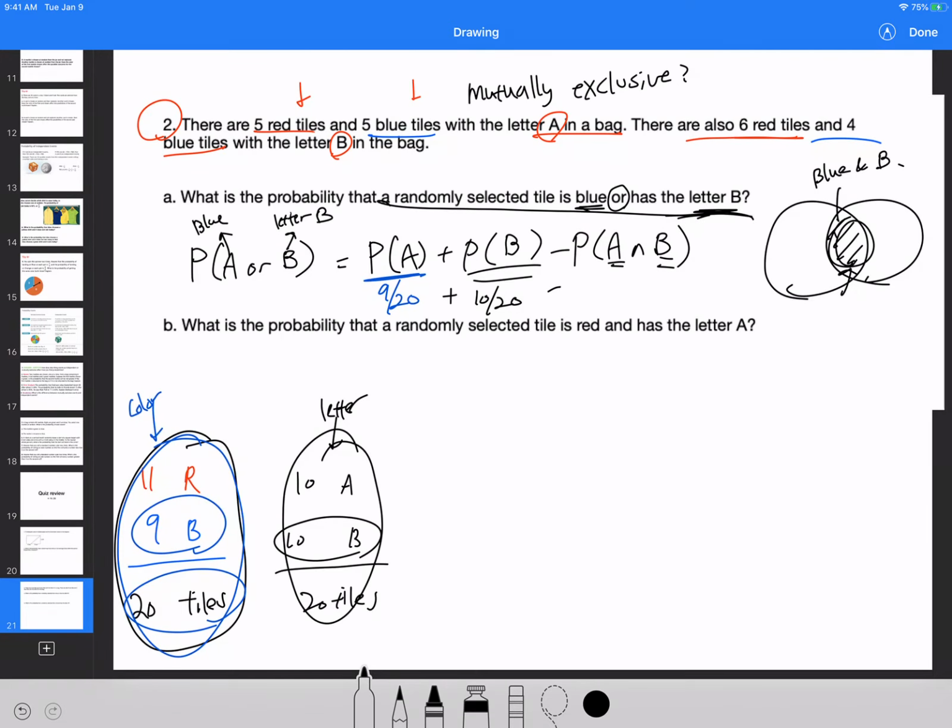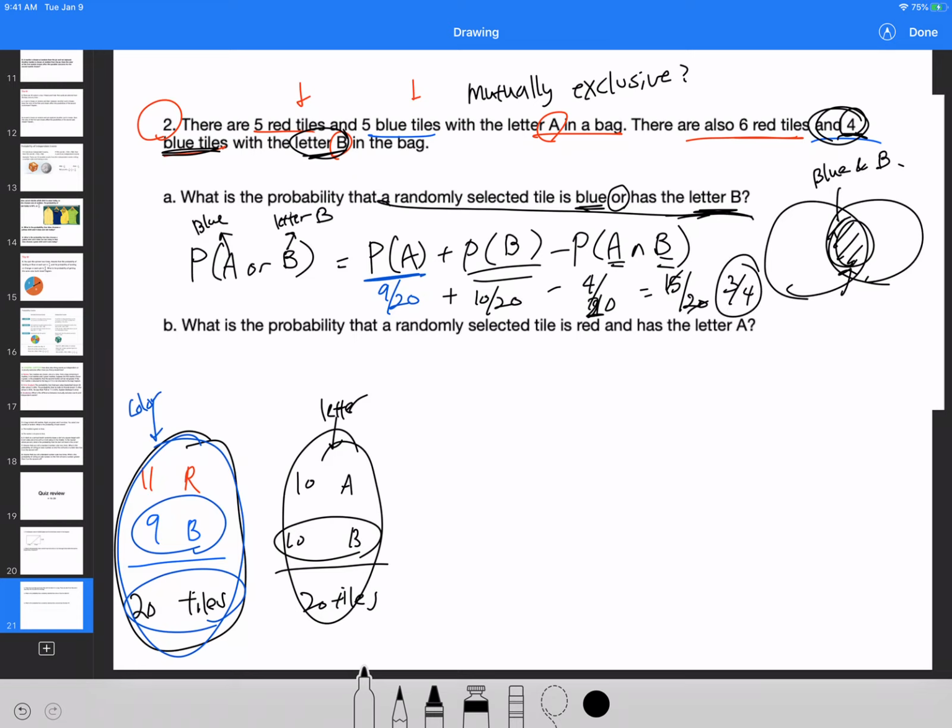So the probability of both A and B happening at the same time, that is both blue and letter B, is this 4, because there are 4 blue tiles with letter B. So that's 4 out of 20 which you subtract to counteract counting it twice. So once you do that, your final answer should be 15 out of 20, reduced down to 3/4.